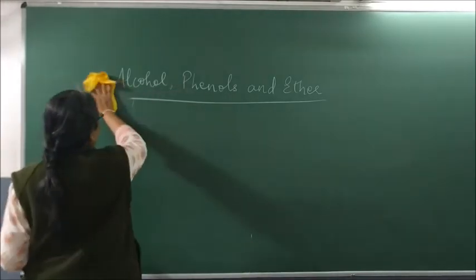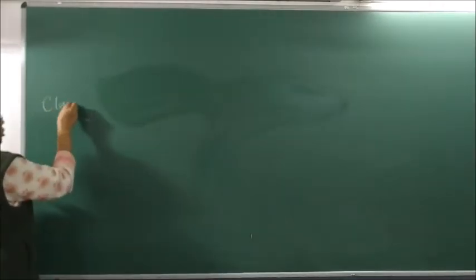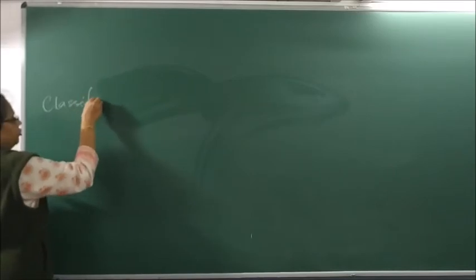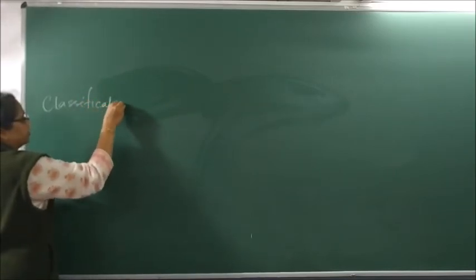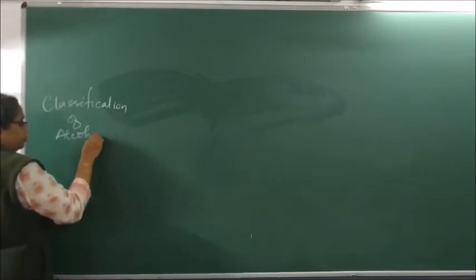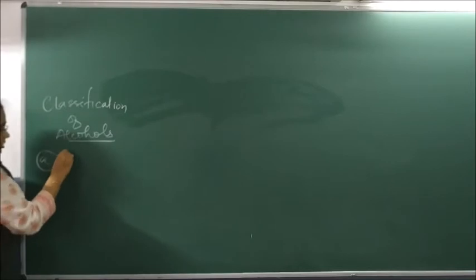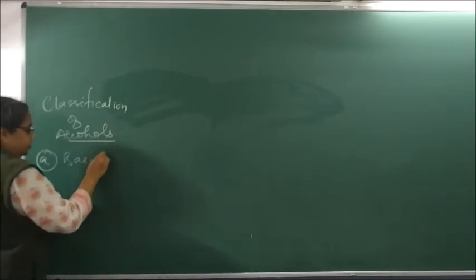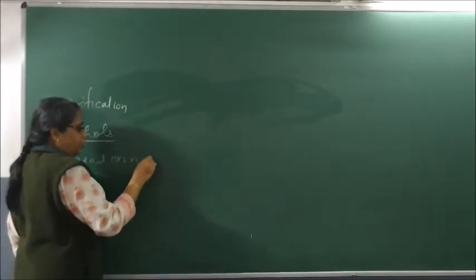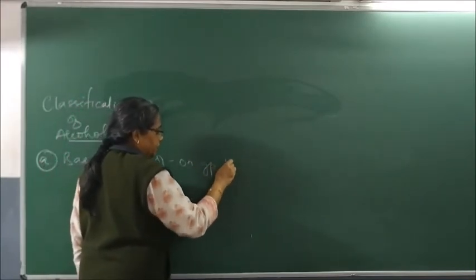So the first part is classification of alcohols. So we will talk about what? Classification of alcohols. First classification based on the number of OH group present.